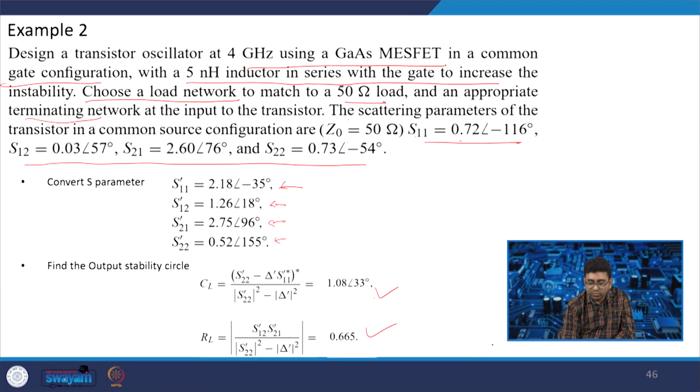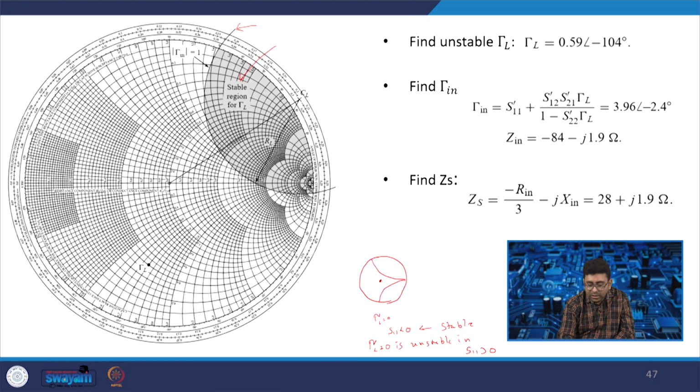So, what is S11 in our case? S11 is greater than 0, and because S11 is greater than 0, gamma L equal to 0 is an unstable point. So, this is an unstable point, that means this entire region is unstable and this is the stable region. So, what are we designing?